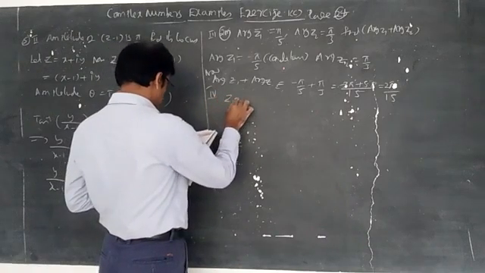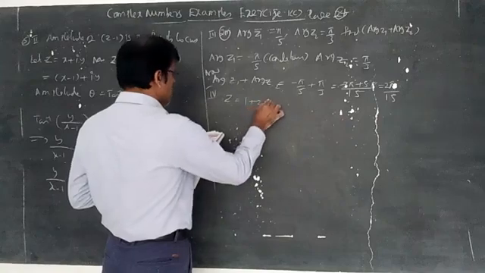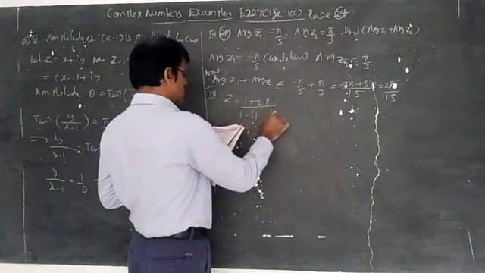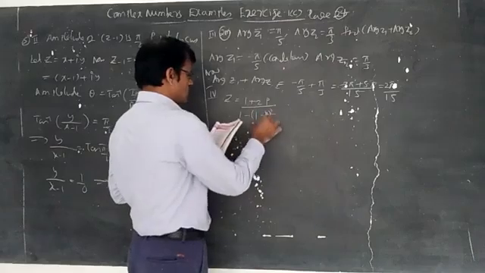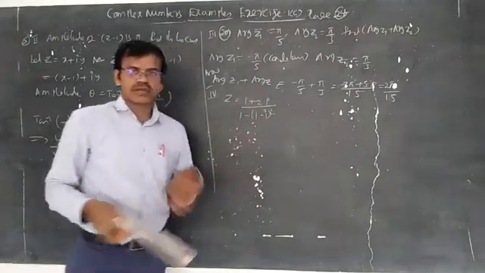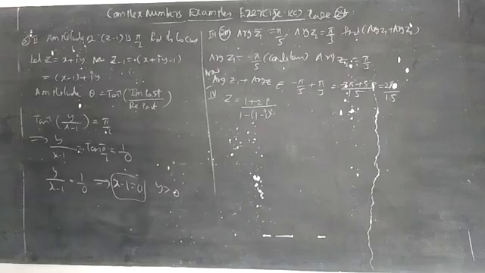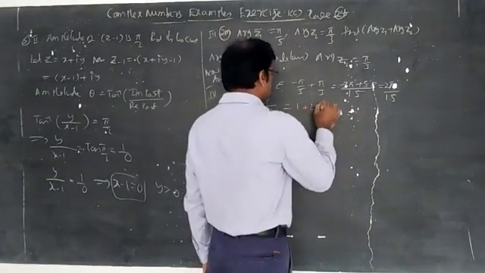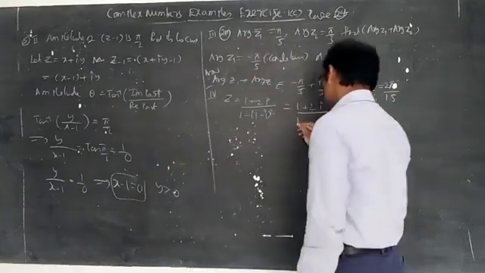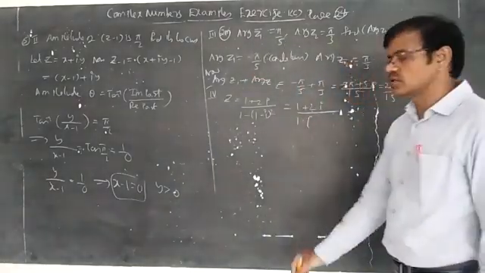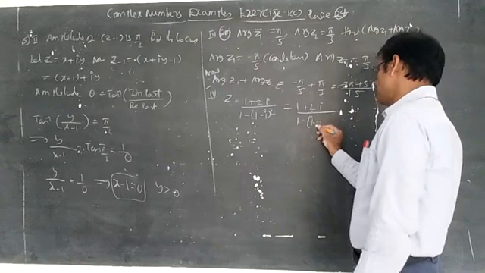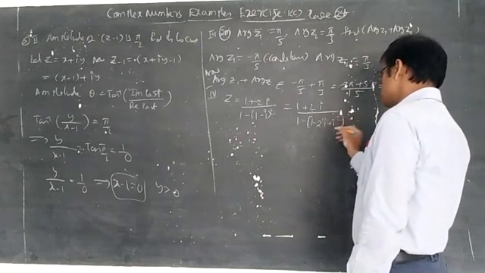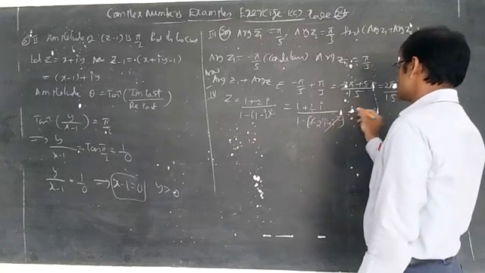Z is equal to (1 plus 2i) by (1 minus i) whole square. That is equal to (1 plus 2i) by (1 minus i) whole square. This is the (a minus b) whole square concept: 1 minus 2i plus i square.